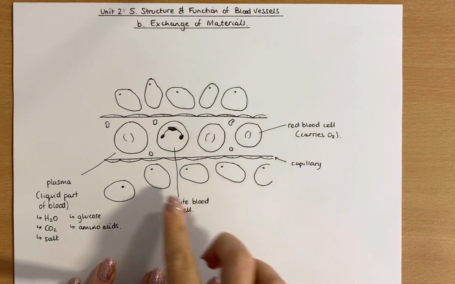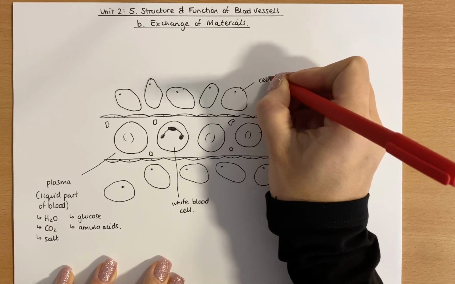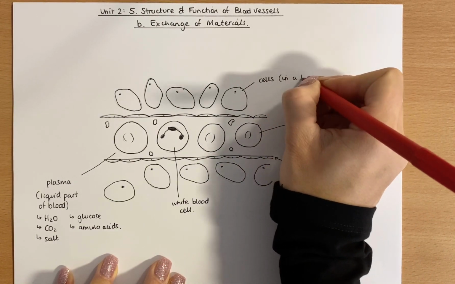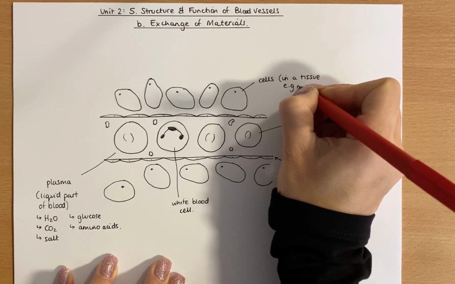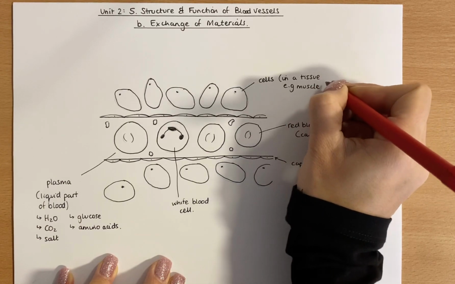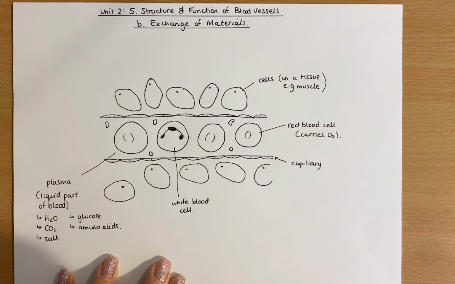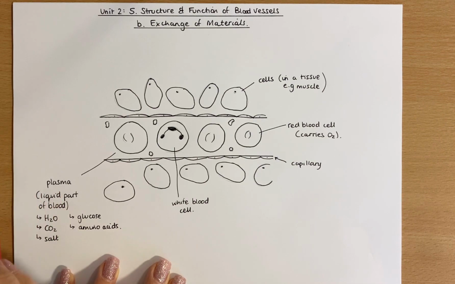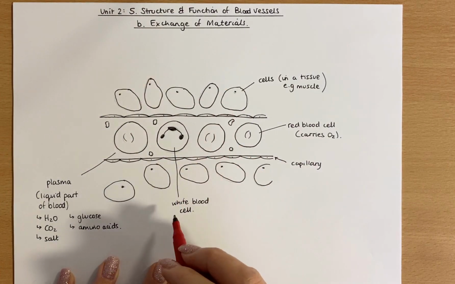Now outside of this capillary, there are cells that are then supplied with the materials that come from the blood. So this would be cells in a tissue, for example, in the muscle. And the substances would then move from that capillary out and into those tissues. Because all these substances are dissolved in some kind of fluid, whether it's water or whatever else, they need to also dissolve into the fluid that will surround the cells.